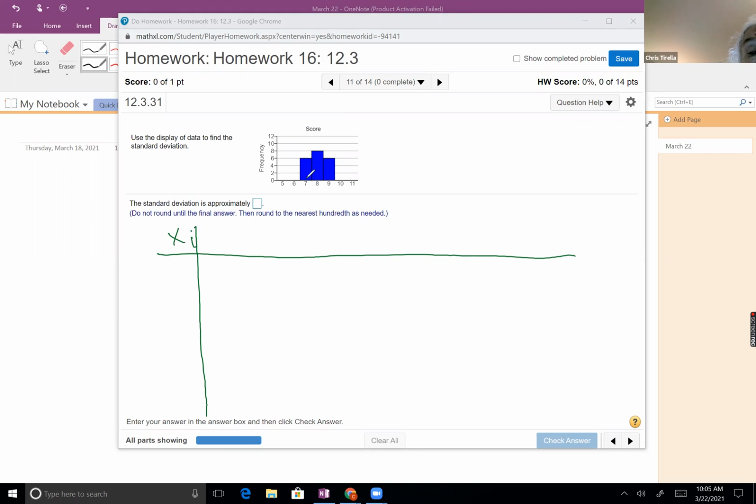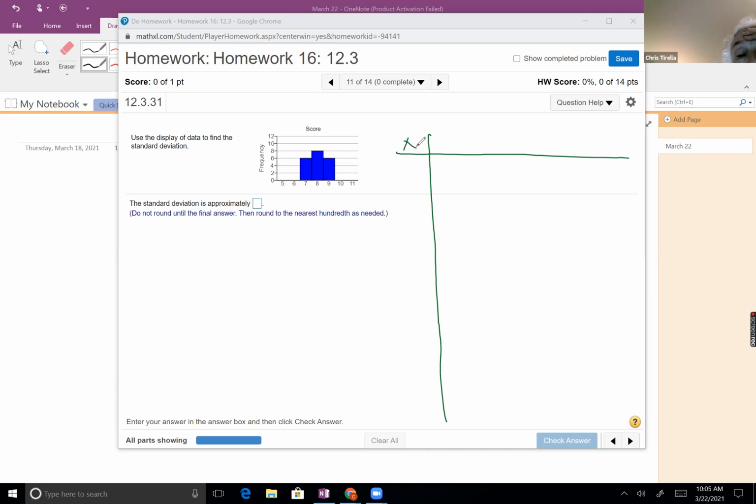As I look at this histogram, does everybody see I have 6 7s? I have 8 8s. Let me rewrite this someplace where I have a little more space. I have 6 7s, 8 8s, and 6 9s.